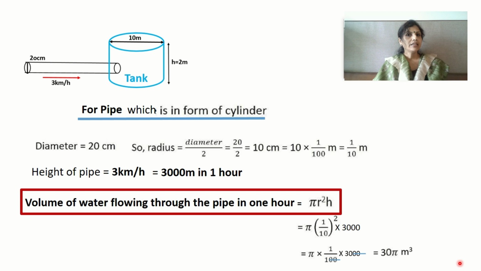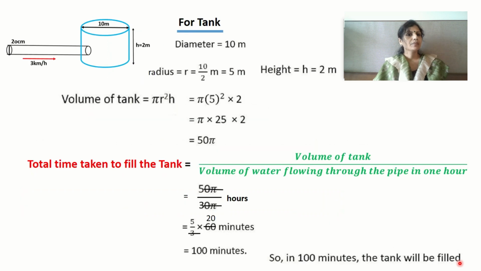Alright. Now let's see about the tank. We are given diameter as 10 meter, so radius is 5 meter. Height is 2 meter. So the volume of the cylindrical tank is again pi r square h. Pi 5 square, h is 2. Pi into 25 into 2. So 50 pi is the volume of the tank.